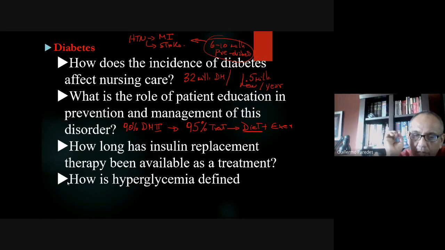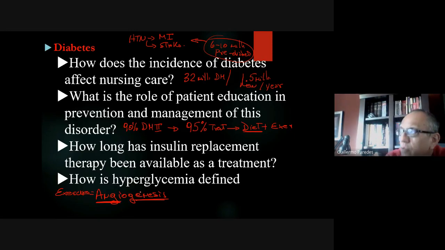So 95% of the treatment in diabetes mellitus 2 is considered to be diet and exercises. Now you know why we are doing exercises. I don't want to give the name, but I'm going to write it down. It's called angiogenesis. When you're doing exercises, you produce angiogenesis. Angio means vessel. Genesis, new origin. New. Okay?